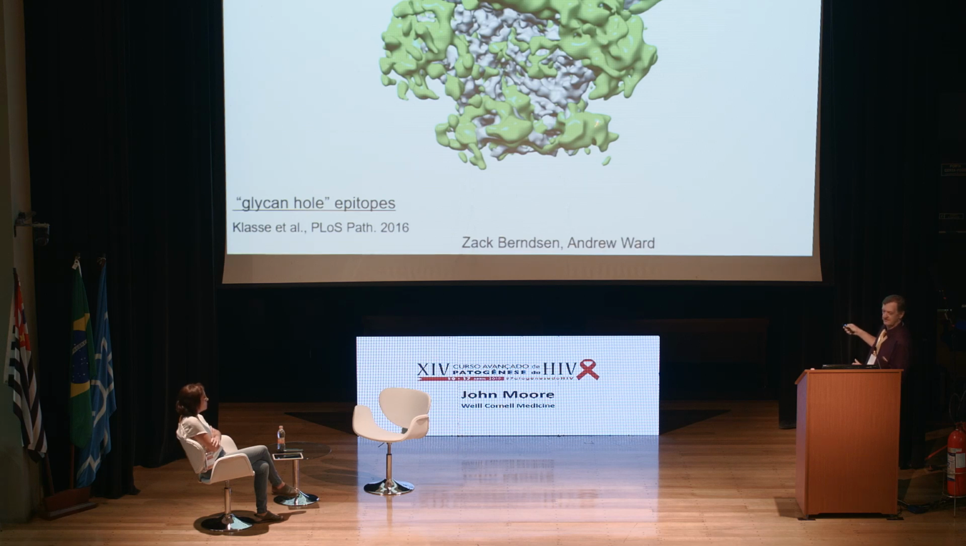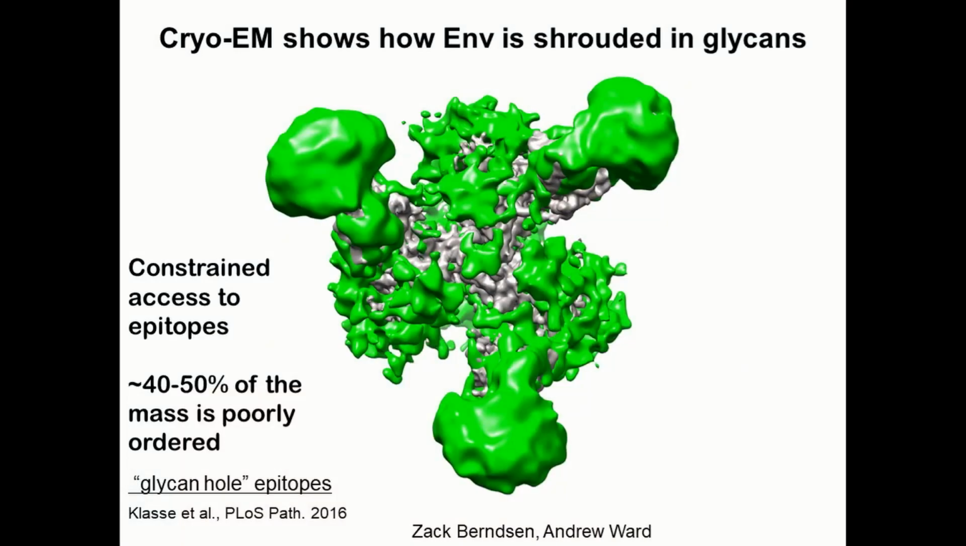So the glycans cover the protein surface, and there are a lot of glycans. There are 32 glycans on a GP120. There can be 90 glycans on a trimer. It shows you just how difficult it is to get past the glycans.